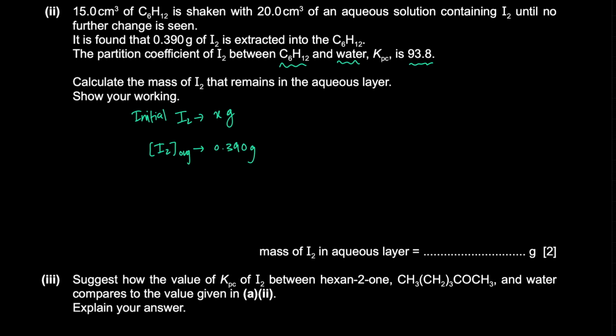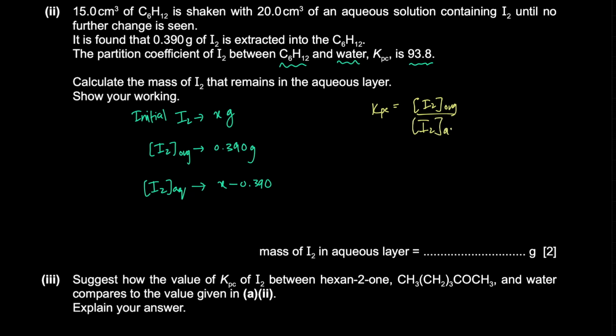So initially I had X grams, and in the organic layer after extraction I have 0.390. Then how much is left in the water, in the aqueous layer? We have X minus 0.390, because we started with X and 0.39 was extracted into the organic layer. So the remaining is left in the aqueous layer. And now they're saying that the partition coefficient between the cyclohexane and water is 93.8.